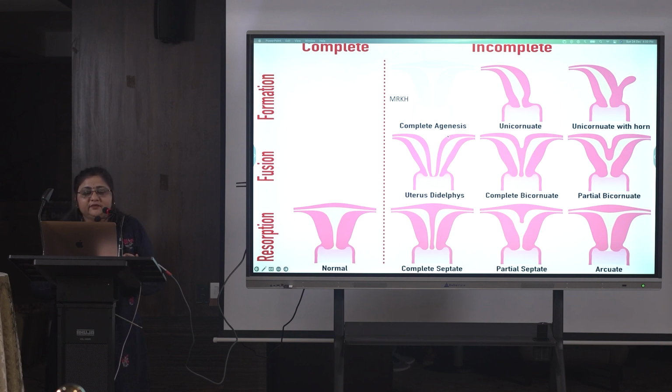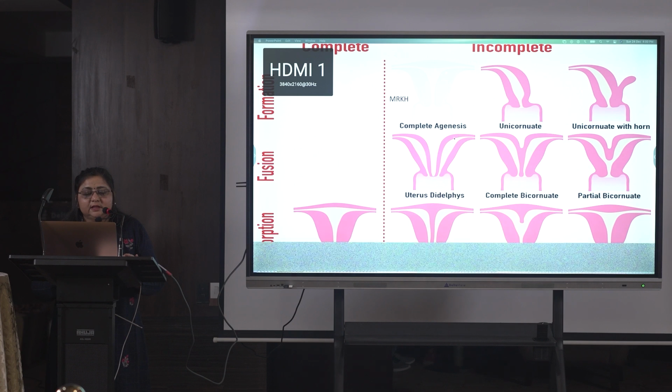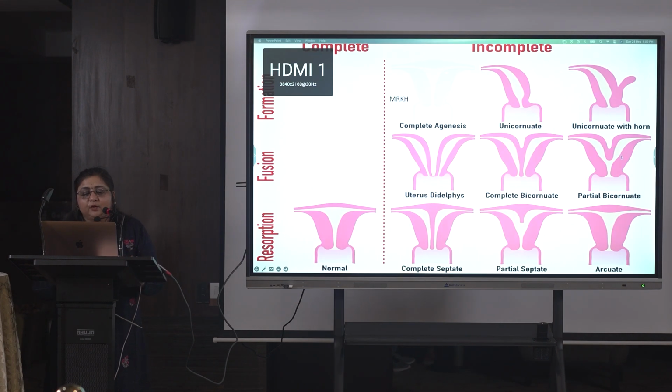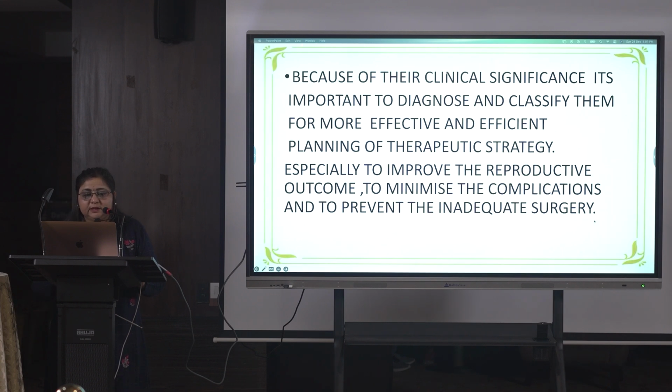Then uterus didelphys, as you know these are developing independently, and this is complete bicornuate where the fusion has occurred down, and partial bicornuate uterus, then complete septate uterus, partial septate, and this one is arcuate. So I will go into detail of all this.